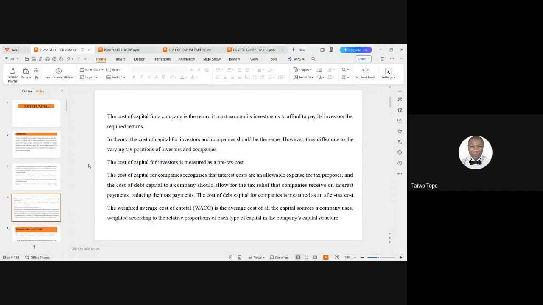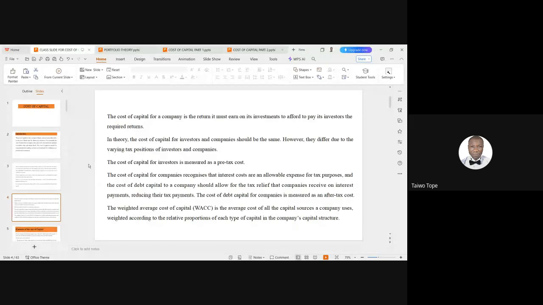Now, a company will enjoy what we call tax savings on interest. But to an investor, the individual will not enjoy tax savings. So the cost of capital for investors is measured as a pre-tax cost. Yes, it means you won't enjoy tax saving as an investor when there is a corporation tax. It is the organization that will enjoy the tax savings, the tax shield.